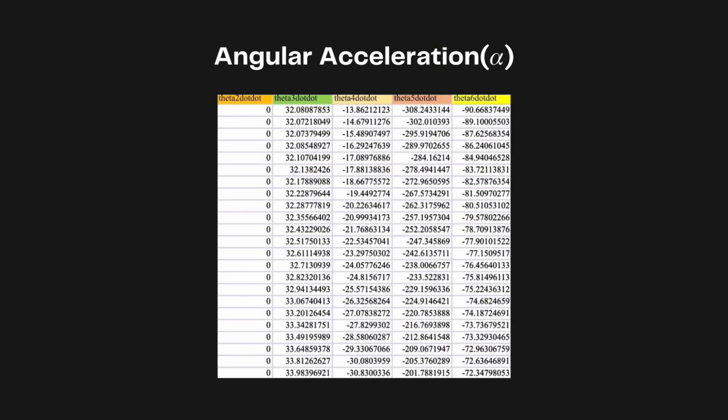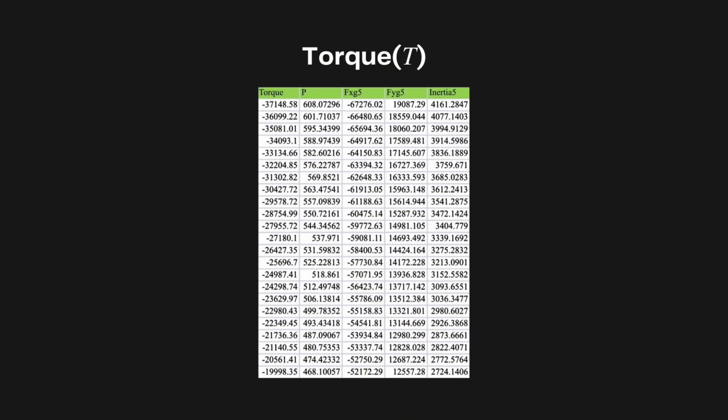This slide shows angular acceleration or alpha. We know that theta 2 double dot is 0 because theta 2 dot is constant. We calculate theta double dot by multiplying theta double prime with 20 to the power of 2, and repeat this step for all theta. Now, to find torque, we need to use the virtual work equation: inertia times theta dot plus Fyg times xg dot over 1000 plus Fyg times yg dot over 1000 plus P times yc dot over 1000, and all divided by 20.